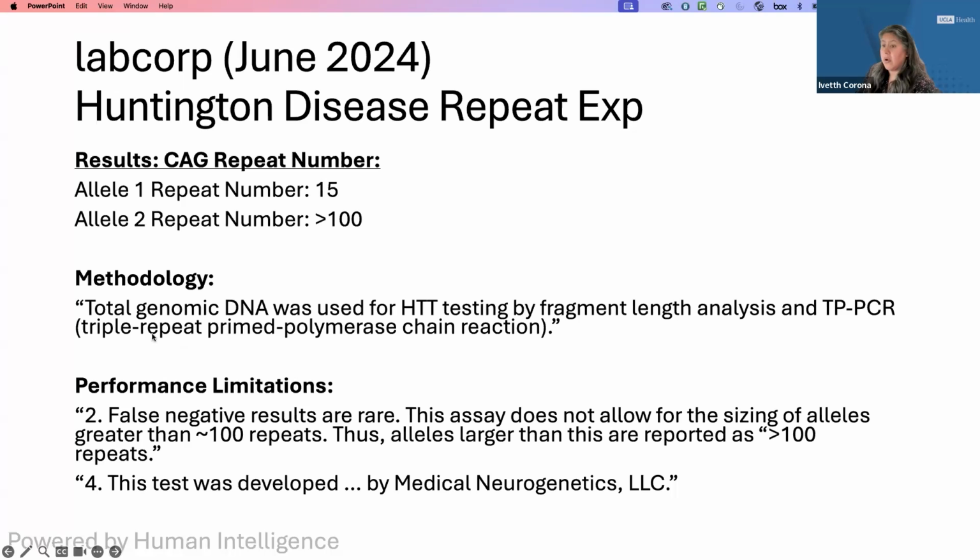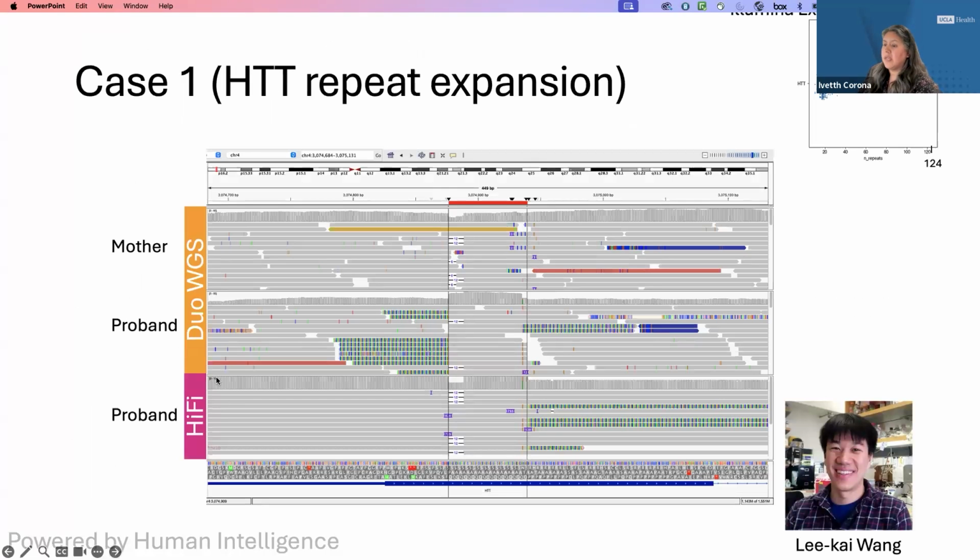They use something called triplet repeat primed polymerase chain reaction, TP-PCR. And they say that false negative results are rare, and that the assay itself doesn't allow anything larger than 100 repeats. So anything larger than that will only be reported as more than 100 repeats, but they don't have the exact number. So using long read, we were able to observe that there was something abnormal.